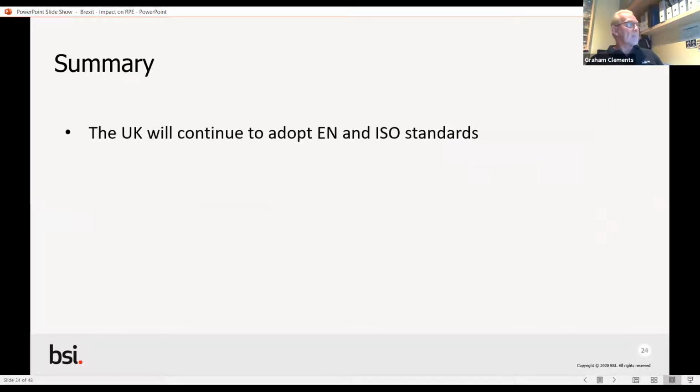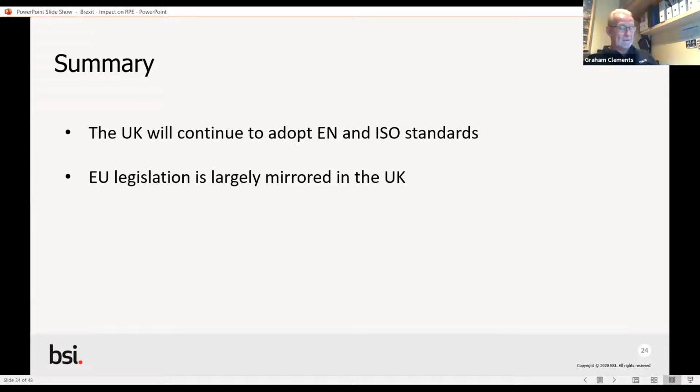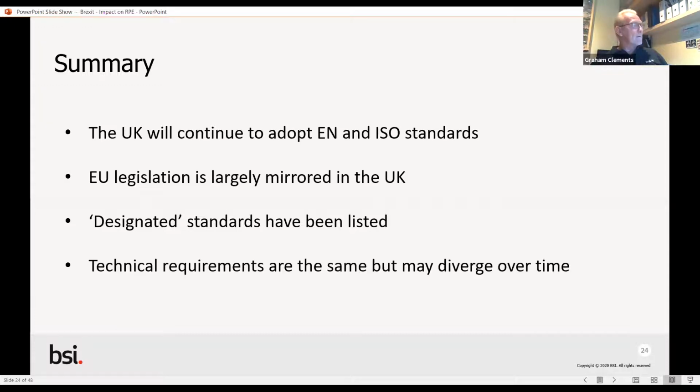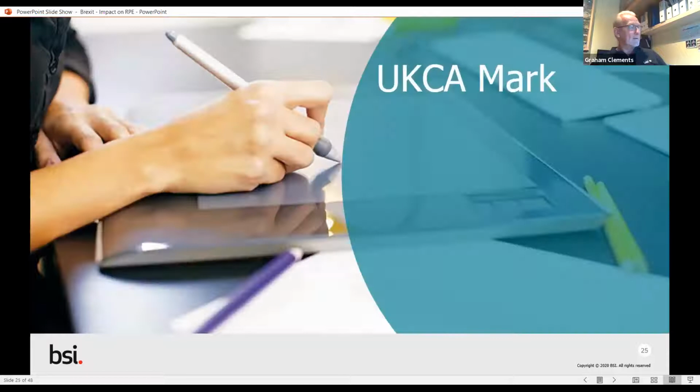So in summary, the UK will continue to adopt EN and ISO standards. We're absolutely committed to that. EU legislation will largely remain mirrored in the UK. And if we get any divergence, it will be something that we are happy to notify people of. As soon as we know about it, we'll let our customers know about it, so that you can then start to take actions. The designated standards have been listed. The technical requirements are the same. If the standards are the same, the technical requirements are the same, but that may diverge over time.